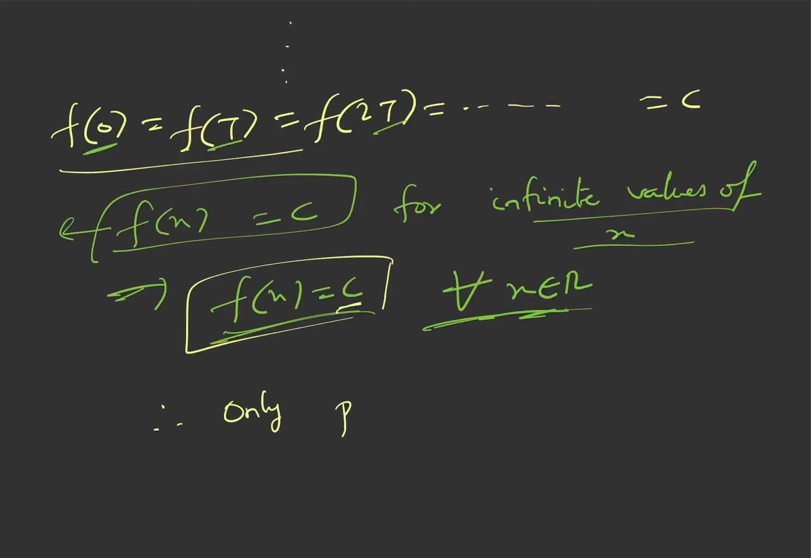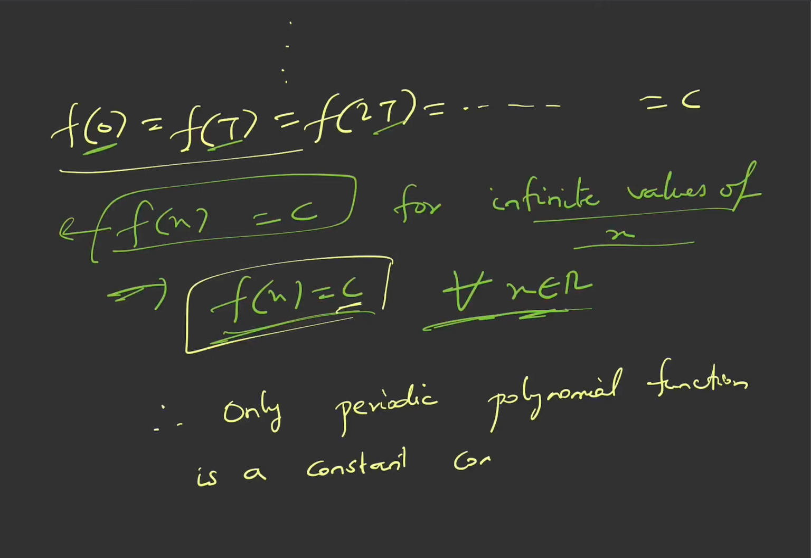So the only periodic polynomial function is a constant function, or let us say a constant polynomial function. So I think that this theorem is clear to you. Now let us solve one example.